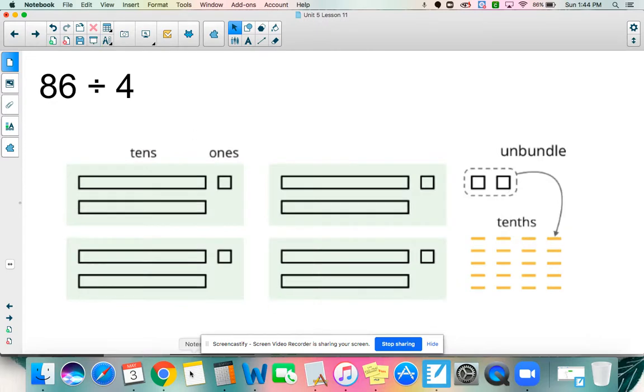I'm not sure how much time I have left, but we'll see how far I can get through this in my 5-minute break. So 86 divided by 4. I have 1, 2, 3, 4, 5, 6, 7, 8. So my 80 is taken care of. And 1, 2, 3, 4 of my ones.